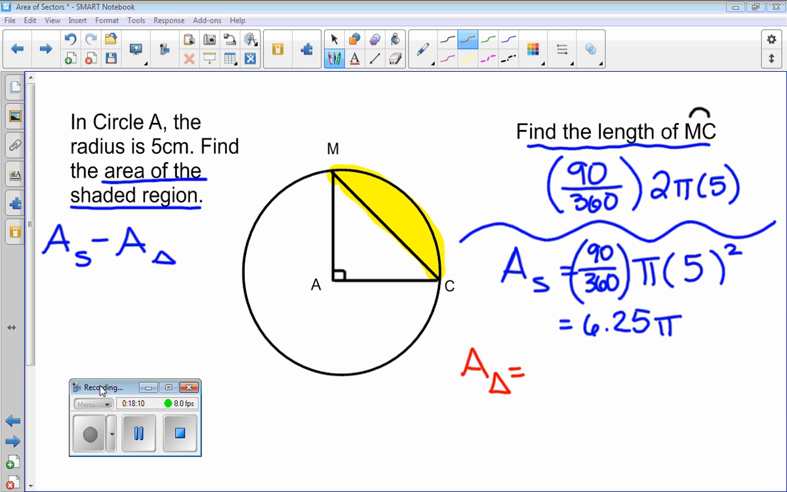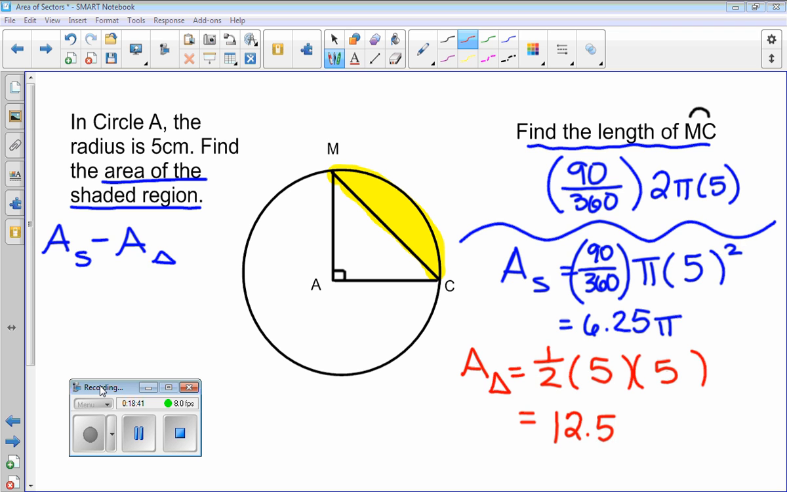So I see 1/2 base times height. So 1/2 base times height. What's the base? 5. That's a radius. What's the height? It's also 5 because it's also a radius. Wouldn't you agree? Okay, so we have 1/2 times 25, or 12.5. Yeah. So that would be the area of the triangle.